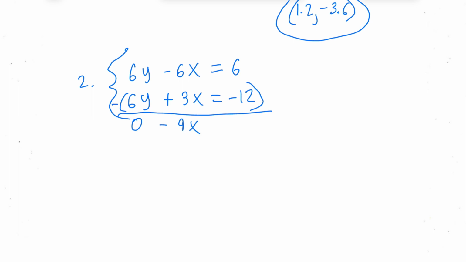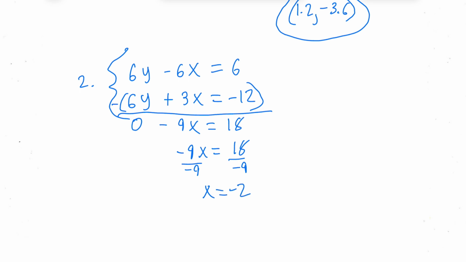And now we have 6, but here's a negative 12, but we're subtracting. So a negative times a negative gives us a positive. So that means 6 plus 12, and that's going to be 18. So now we have negative 9x is equal to 18. Divide both sides by negative 9. We'll get that x is negative 2.